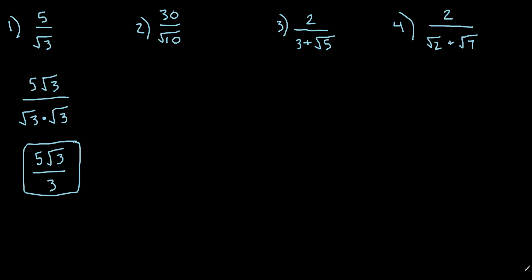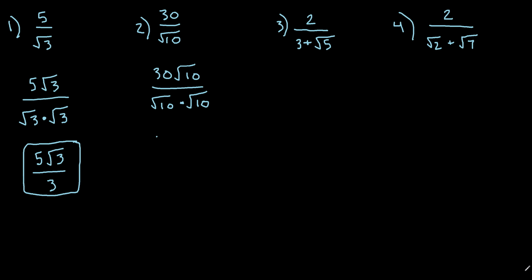We have 30 over the square root of 10. So once again, how can we get rid of this radical sign? How can we get rid of the square root of 10? Well, we can just multiply it by itself. So we can write 30 times the square root of 10 over the square root of 10 times the square root of 10. Because when we multiply the square root of 10 times the square root of 10, that's just 10.